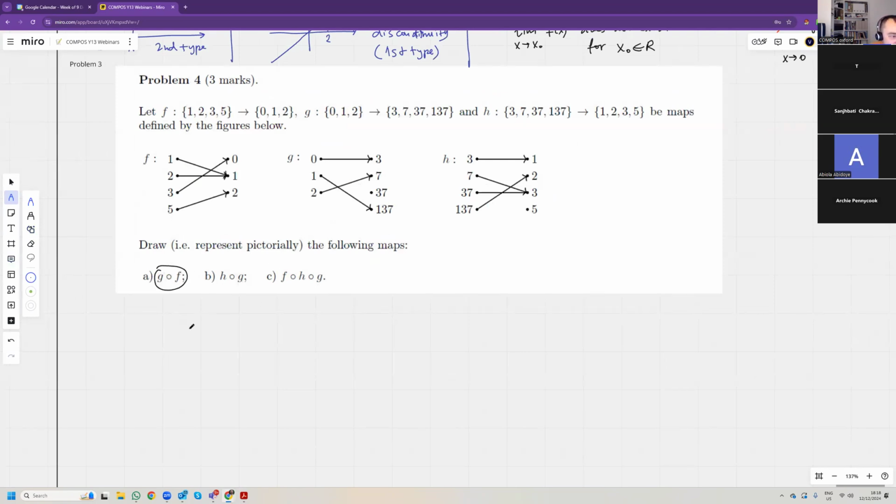So basically, g of f, you just need to draw the possible one. So first you do f, and then you do g. So it would just be 1, 2, 3, 5. And here, you first do f, and then you do g. So 1 goes to 1, and 1 goes to 137. So 1 goes to 137, just like that, etc. So this is A. B would be HG. So you do G: 0, 1, 2, and then you do 137, but then you do H, which is 1, 2, 3, 5. So you just need to do this, etc.